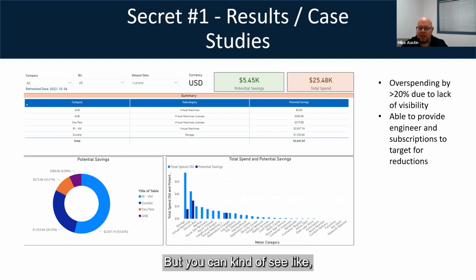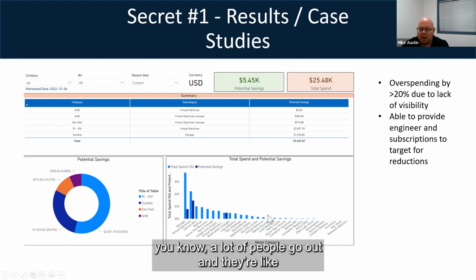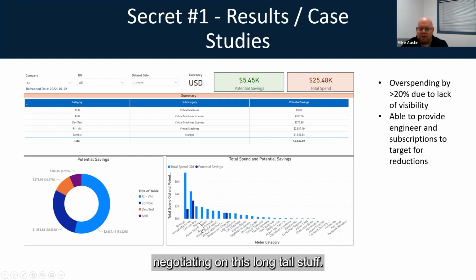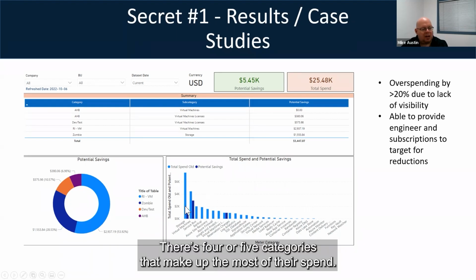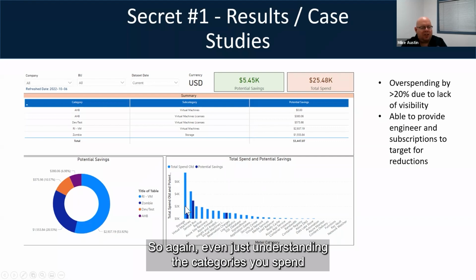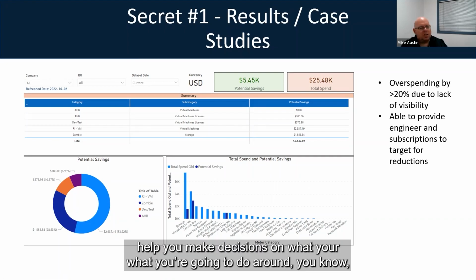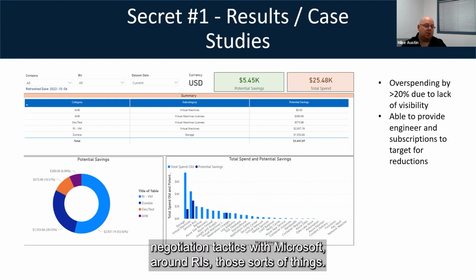But you can kind of see, a lot of people go out and they're negotiating on this long tail stuff. And look at this. There's 4 or 5 categories that make up most of their spend. So again, even just understanding the categories you spend in helps you make decisions on what you're going to do around negotiation tactics with Microsoft, around RIs, those sorts of things.